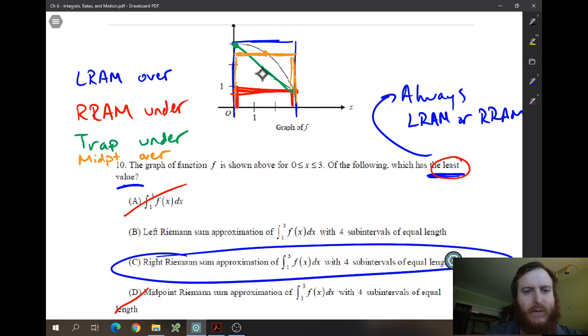Now it's hard to tell if this one's over or underestimate, but it looks like this area here is like extra, and this area here is like underneath. It's not enough. It looks like the little underneath area is smaller, so it looks like this is an overestimate. But again, we don't really need to know that. They just asked us which one was the least value. So the smallest one here is the RRAM.